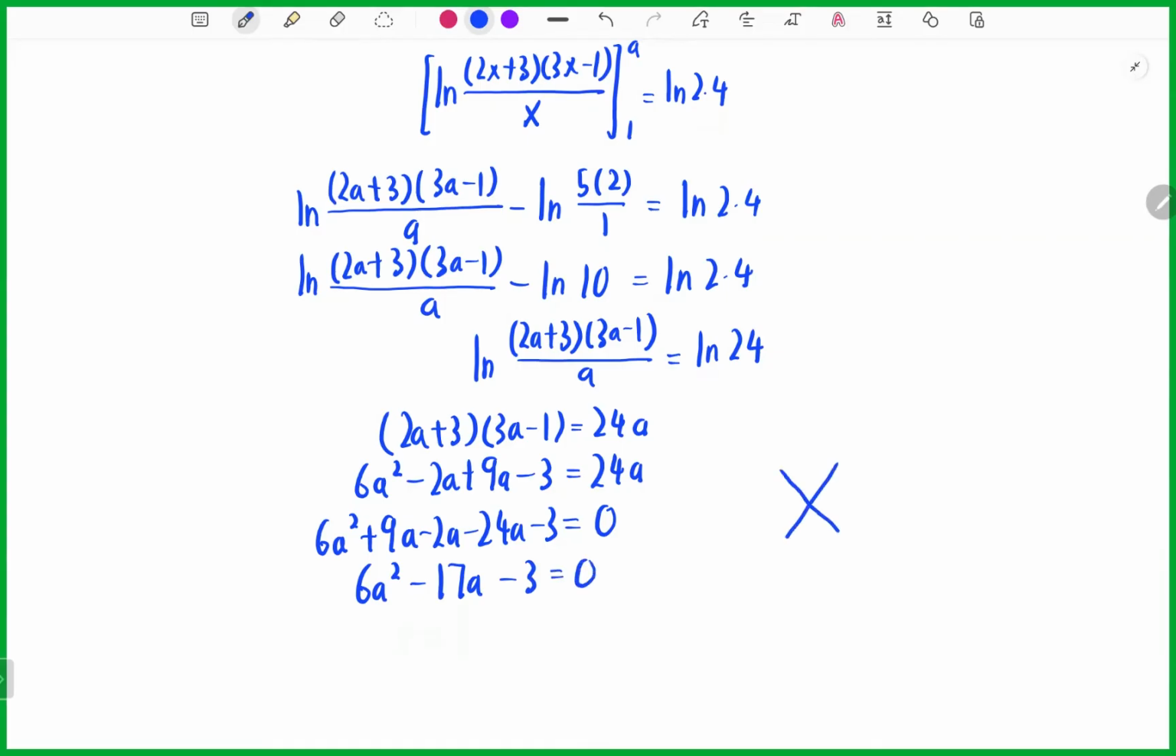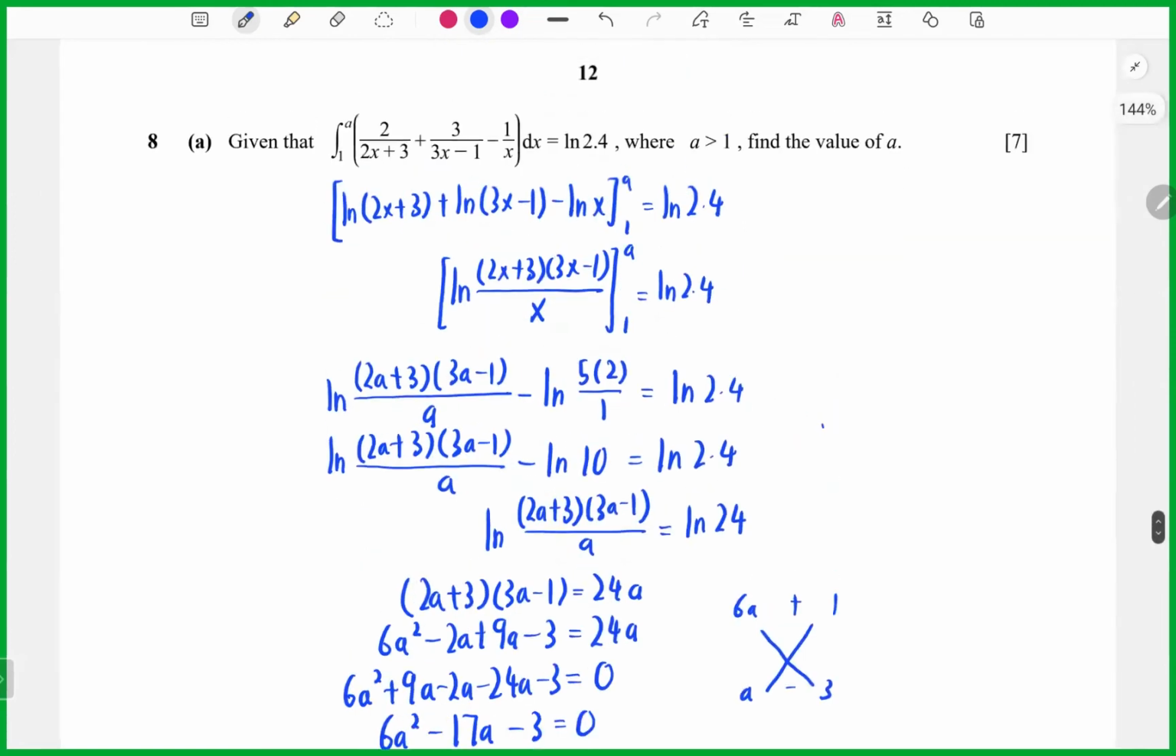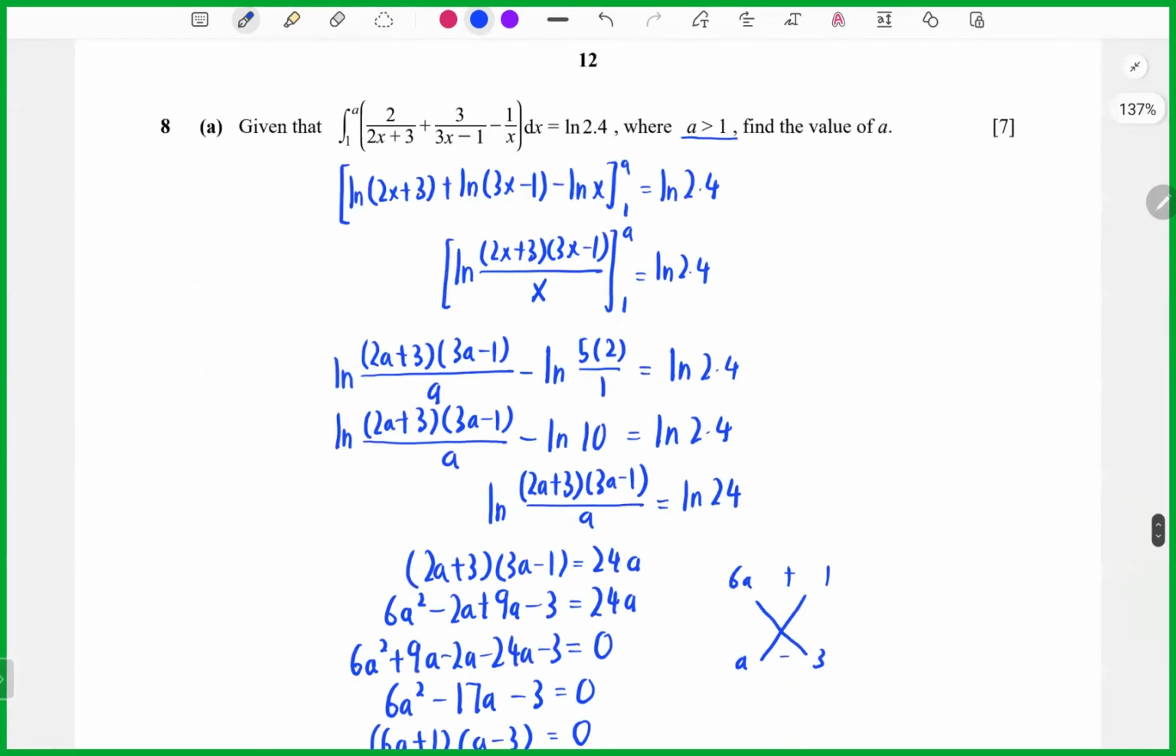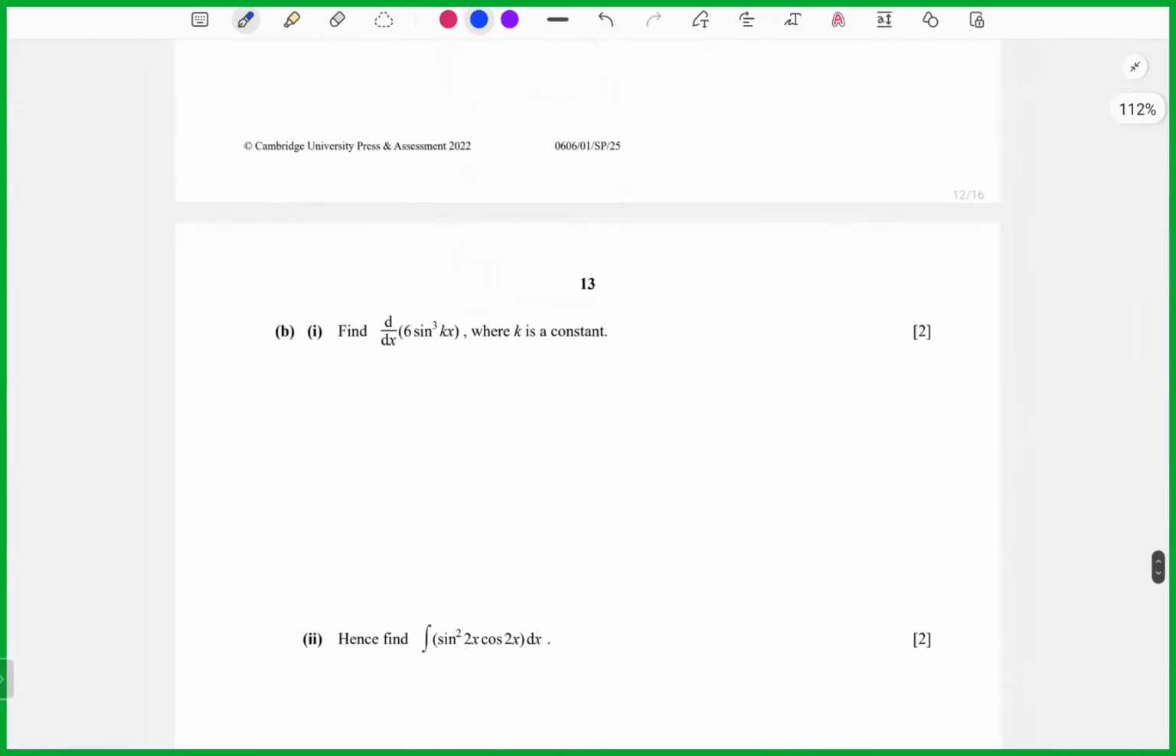So you can factorize out 6a is a, 3, 1, negative and positive. So you can take 6a plus 1, a minus 3 equals to 0. So a equals to negative 1 over 6, a equals to 3. For the negative, we do not need it because the question already mentioned a is more than 1. So we take a equals to 3. Okay, now we already finished.